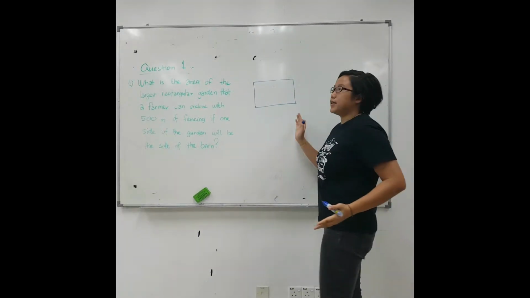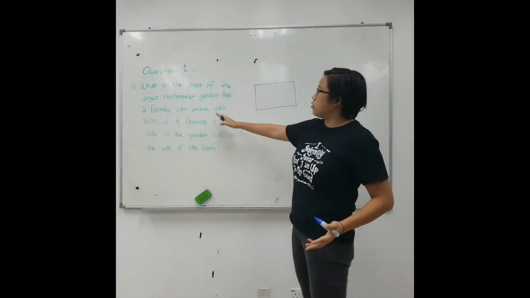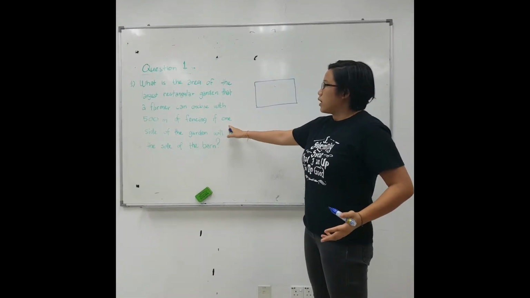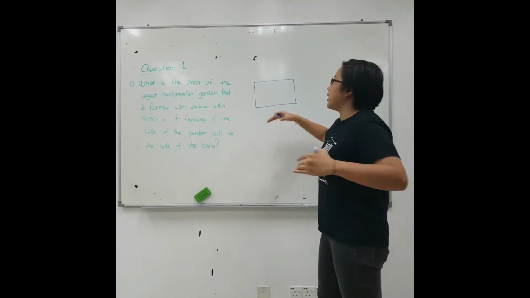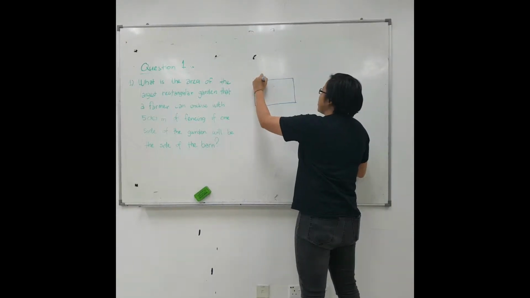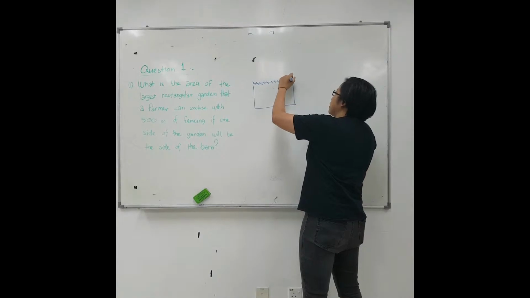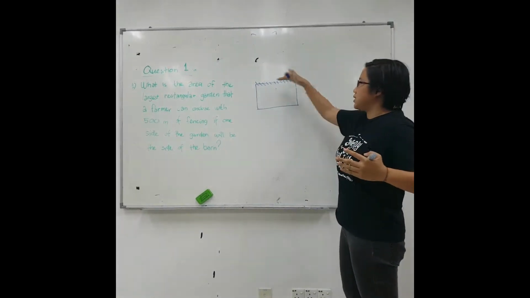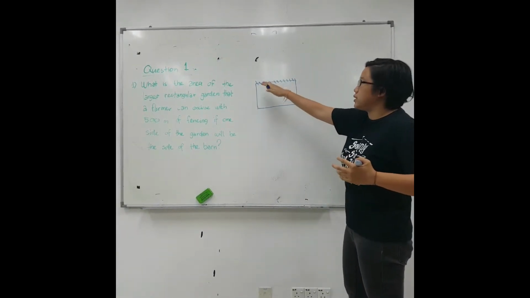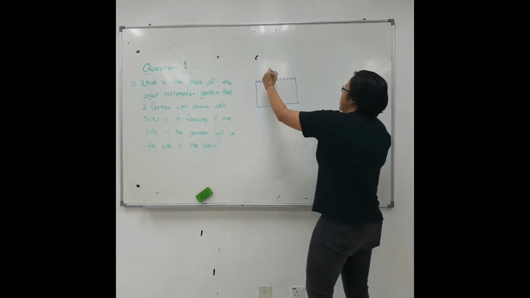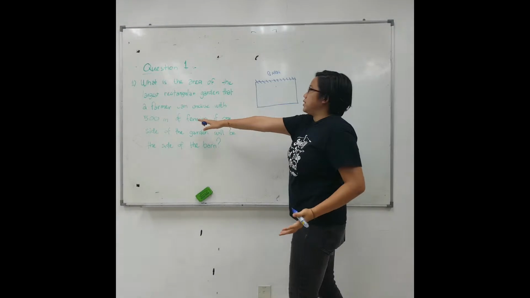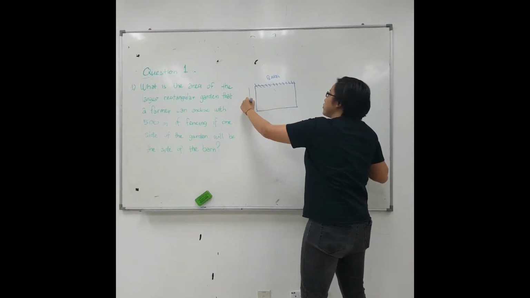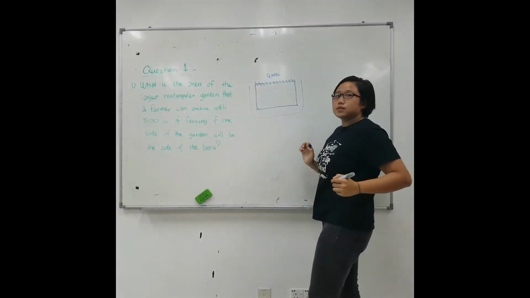Rectangular like this, right? That a farmer can enclose with 500 meters of fencing if one side of the garden will be the side of the barn. So meaning that one side of it is already taken up by the barn. So we do not need to care about one side of it. Let's just assume it's this side. It could be any side, but we just choose this side. So this is the barn. So that means 500 meters of the fencing is used to enclose from here to here.